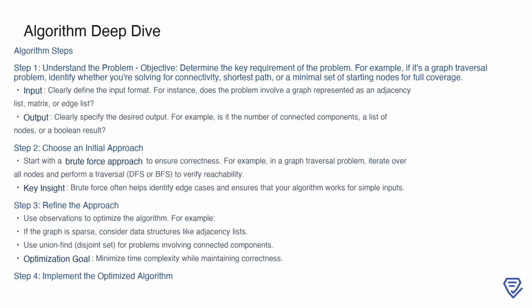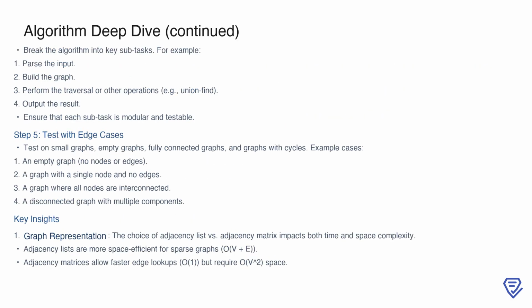Finally, we implement the optimized algorithm with the refined approach in mind. Breaking the algorithm into smaller, modular subtasks is an effective way to ensure clarity and testability. For example, you might start by parsing the input, then building the graph representation, performing the necessary operations like traversals or union find, and wrapping up with the output generation. By structuring the solution this way, each step becomes easier to debug and validate independently.